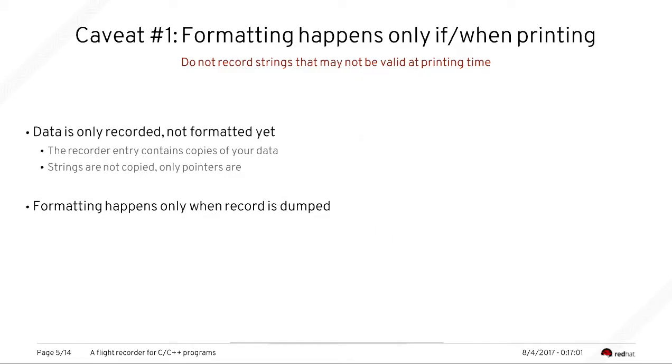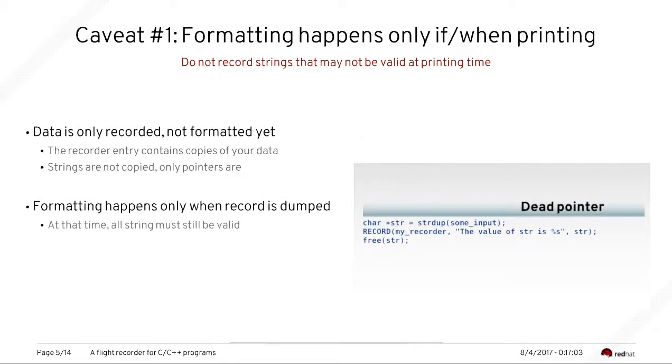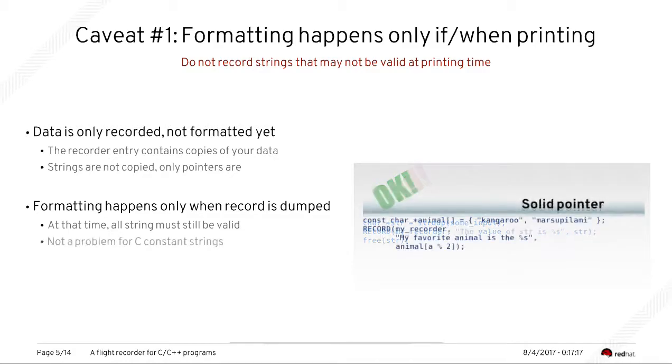So formatting happens only when the record is dumped, which means at this time, all strings must still be valid. And this is a counterexample where I free a string after recording it. That's bad because the pointer is no longer good. And if I dump the recorder at that point, I get garbage. It's not a problem for C constant strings. Even if I compute the address, both the strings that we see here will be valid at any time during the program lifetime.